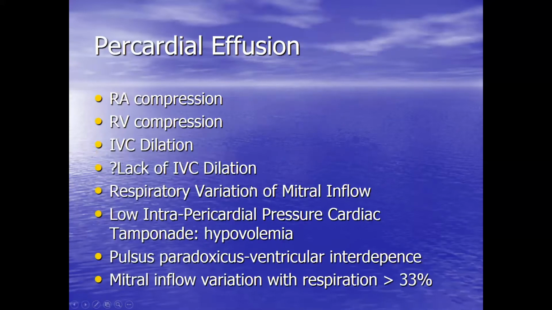You want to look for RA-RV compression because they are the lowest pressure systems. And as the intra-pericardial pressure increases, you have decreased venous return and you have IVC dilation. You can also have, as we said, respiratory variation of the mitral inflow and also pulsus paradoxus. So when you have respiratory variation, typically your blood pressure peripherally or on the A-line varies with respiration.